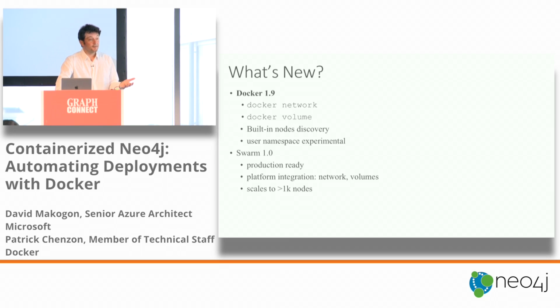What's new in Docker 1.9, the RC is out. And the big news is that we have Docker Network and Volumes, which were in experimental. Now they're part of the regular Docker, so everybody can start using them. And these are very powerful features for orchestrating your containers. I think it will be very useful to this audience when you want to run Neo4j Enterprise in a cluster.